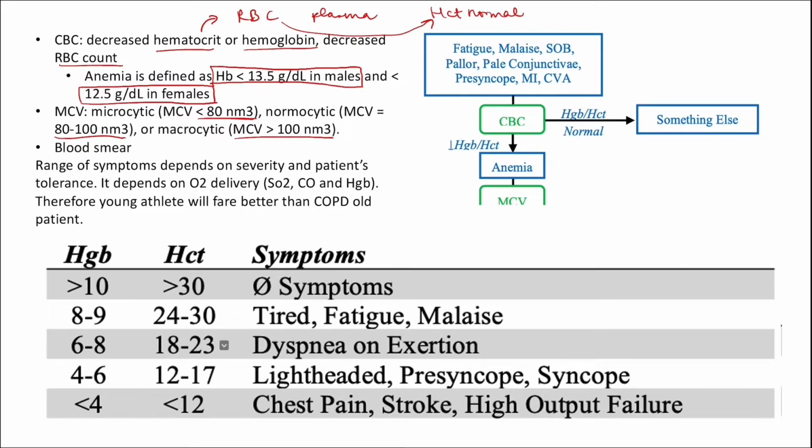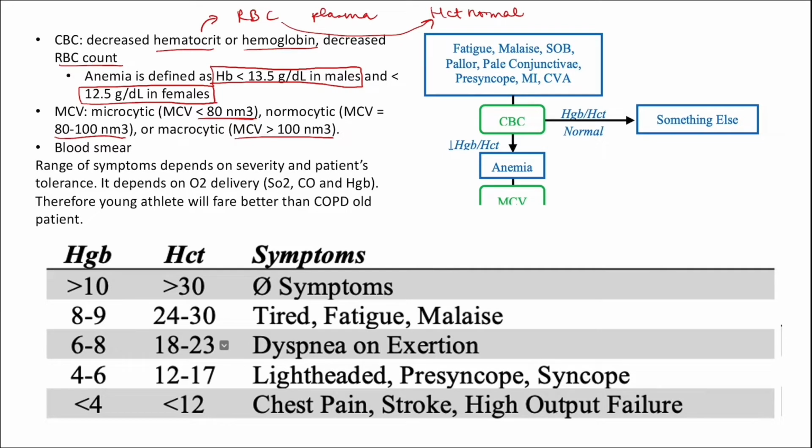Right. So the range of symptoms depends on the severity and the patient's tolerance, which is to say that if a patient has a good compensatory mechanism because they're younger and have better cardiovascular health, then it's more likely that even large drops in the hemoglobin would be compensated fine, and the patient may even be asymptomatic. On the other hand, if the patient is older, has COPD, and has other cardiovascular or respiratory deficiencies, even a slight change in hemoglobin can precipitate symptoms.